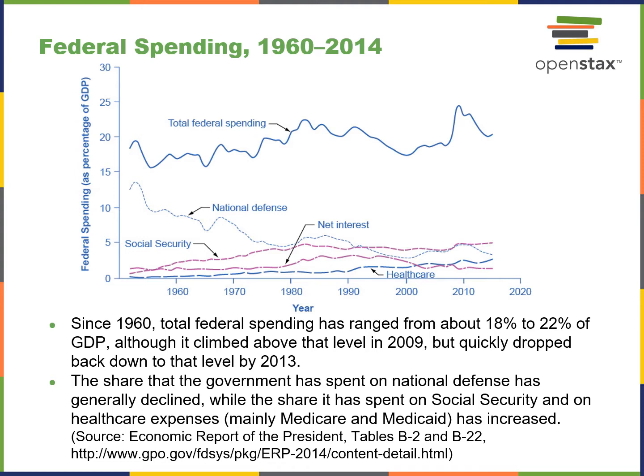The share the government has spent on national defense has generally declined, while it spends a lot more on Social Security and Medicare and healthcare expenses. One of the major reasons for that is people are living longer. So Social Security, you were supposed to collect it somewhere around 65. Now it's 67. However, people are living into their 80s. So there has to be more in reserve to take care of that. Also, healthcare, namely Medicare and Medicaid, is the same type of deal. The expenses have gone up gradually over the years as a percentage of GDP.